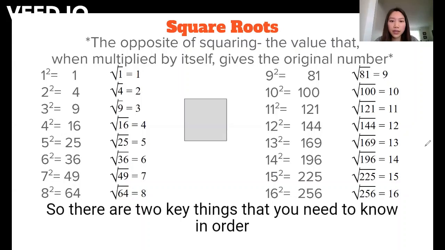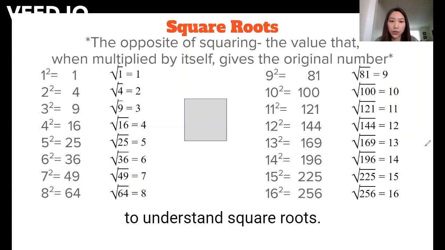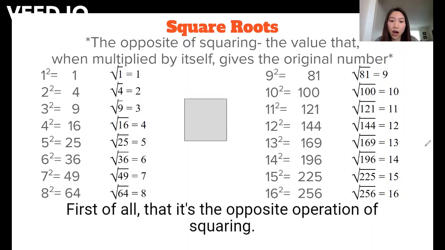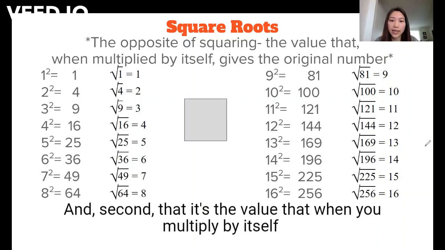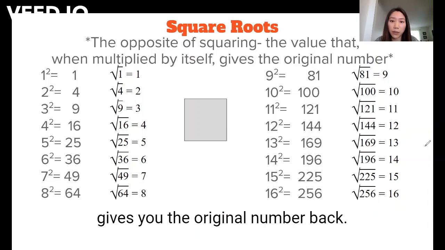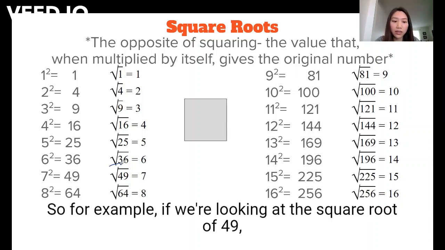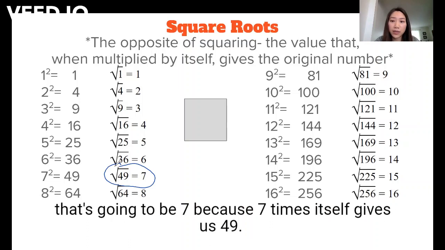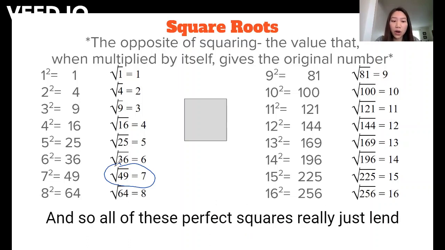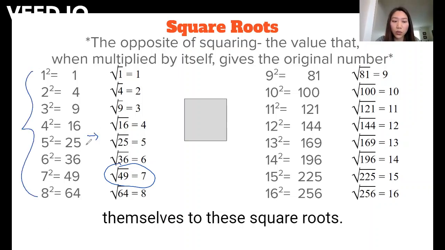So there are two key things I need to know in order to understand square roots. First of all, that it's the opposite operation of squaring, and second, that it's the value that when you multiply by itself gives you the original number back. So for example, if we're looking at the square root of 49, that's going to be 7 because 7 times itself gives us 49. And so all of these perfect squares really just lend themselves to these square roots.